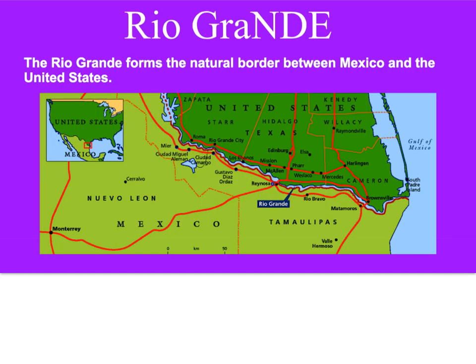The Rio Grande. We talked about the Rio Grande when we were talking about the border between the United States and Mexico. So just a refresher here, the Rio Grande is in fact the river that runs in between the United States and Mexico.